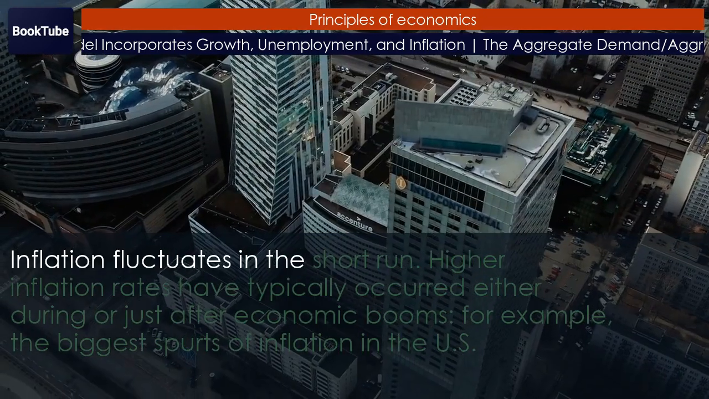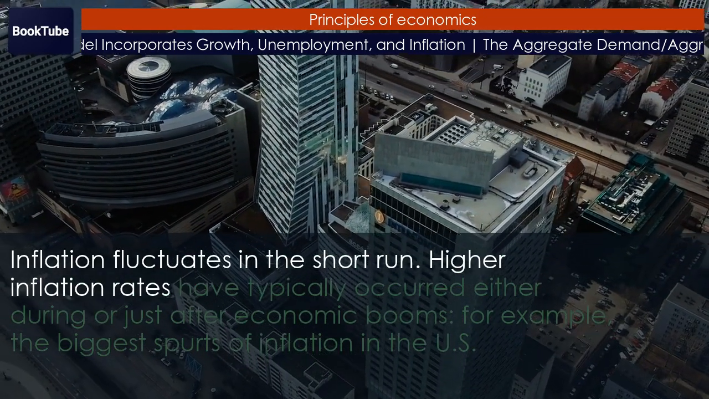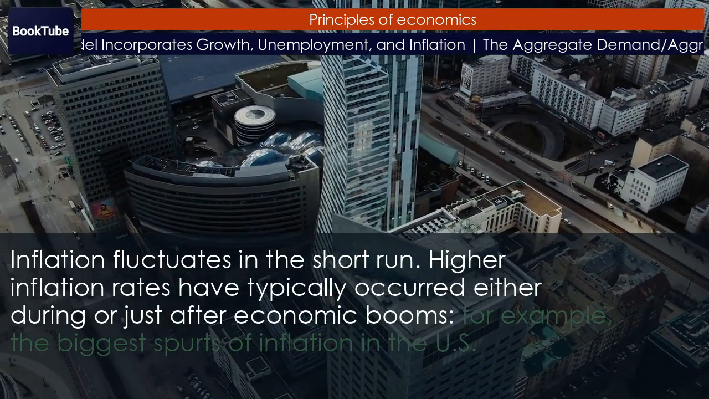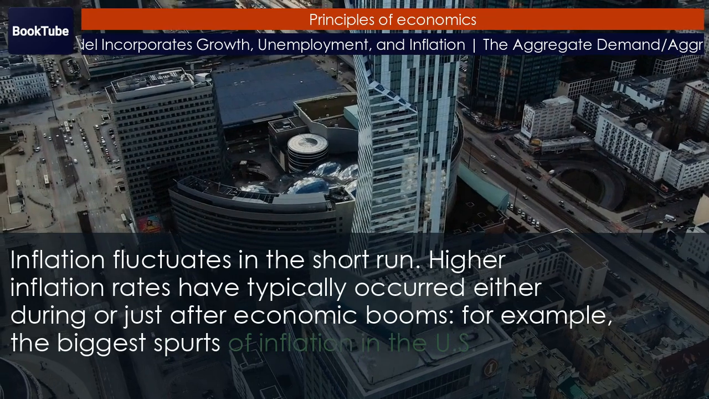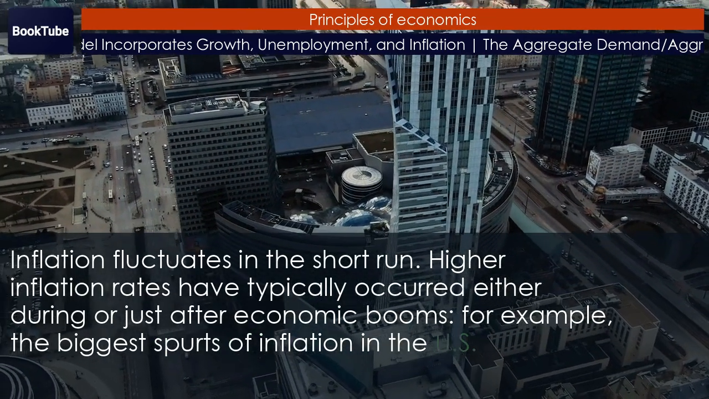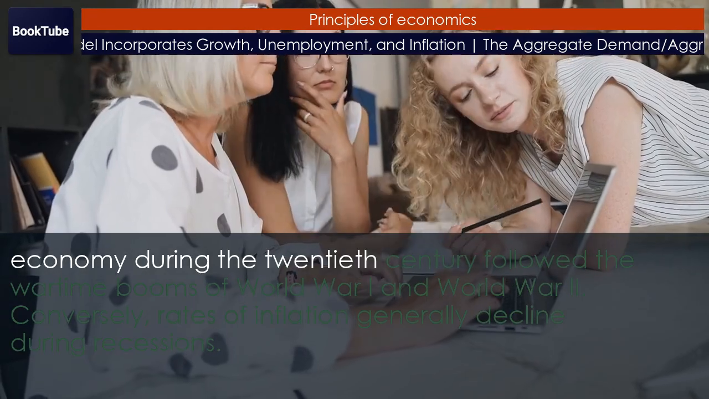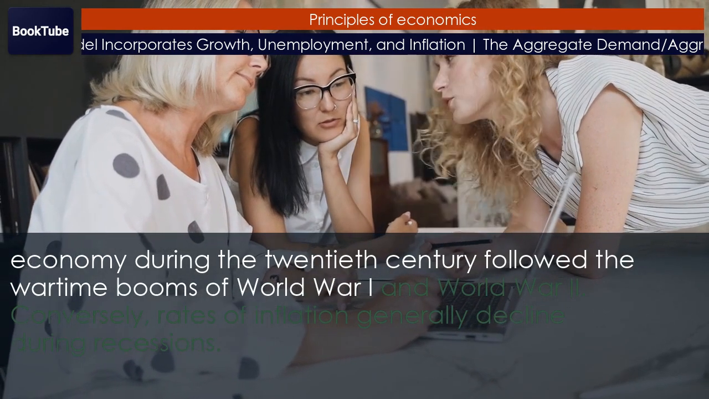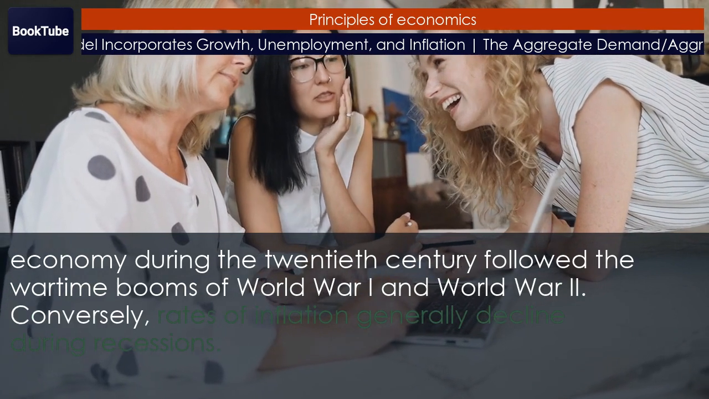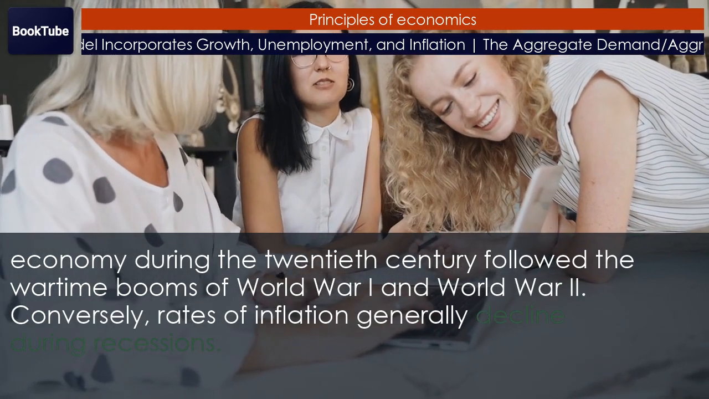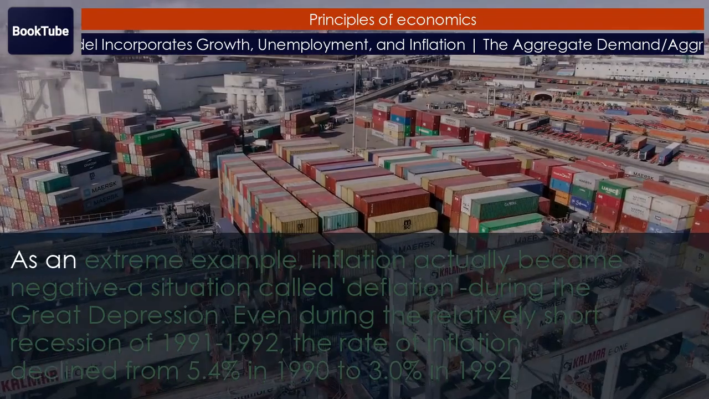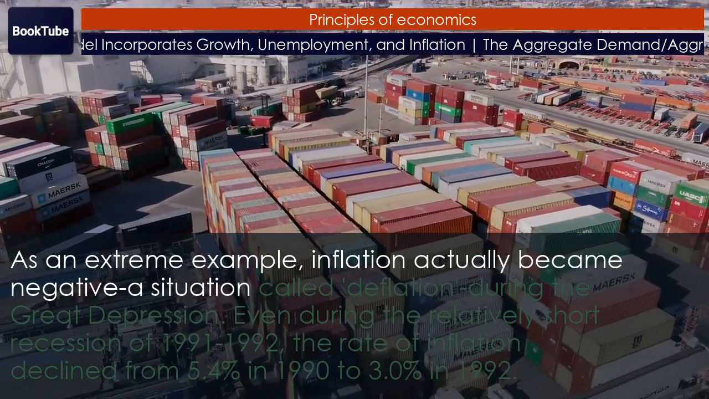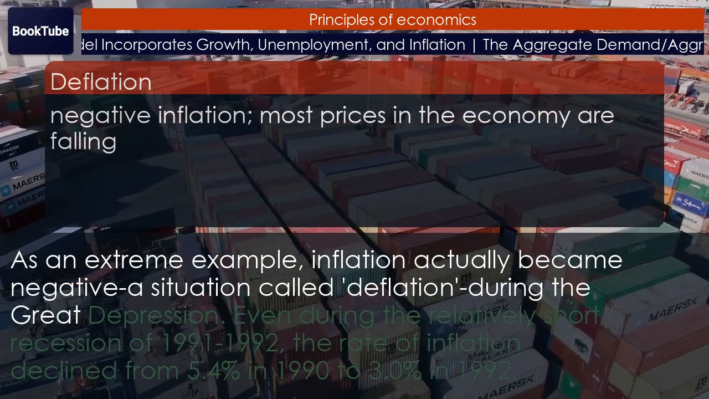Inflation fluctuates in the short run. Higher inflation rates have typically occurred either during or just after economic booms. For example, the biggest spurts of inflation in the U.S. economy during the 20th century followed the wartime booms of World War I and World War II. Conversely, rates of inflation generally decline during recessions. As an extreme example, inflation actually became negative, a situation called deflation, during the Great Depression.